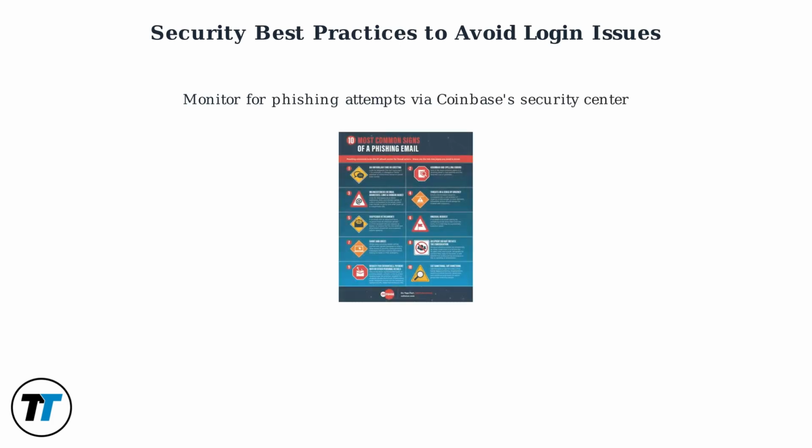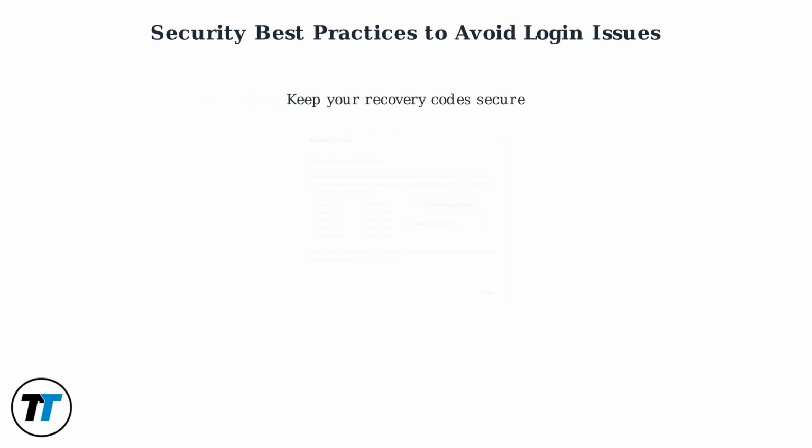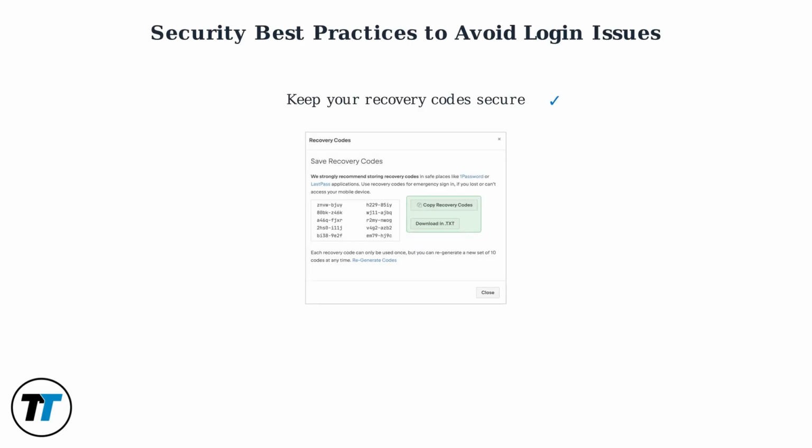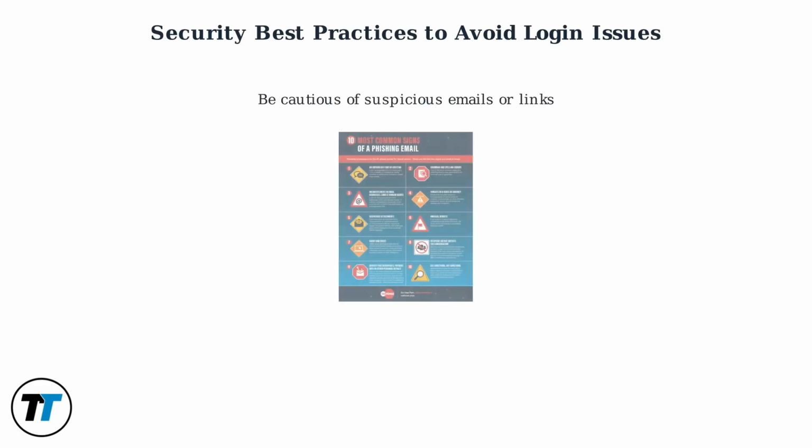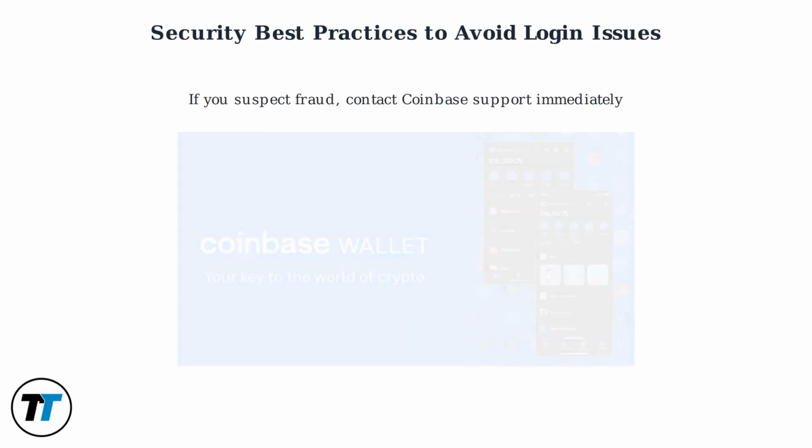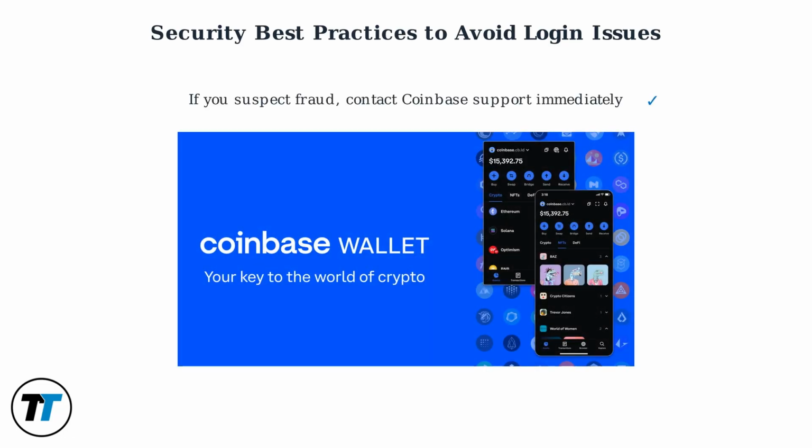Monitor for phishing attempts through Coinbase's Security Center. Watch for unfamiliar greetings, grammar errors, or urgent requests. Keep your recovery codes secure in a password manager or safe place. Each code can only be used once, so store them carefully. Be cautious of suspicious emails or links that ask for your credentials or payment information. Verify directly through Coinbase. If you suspect fraud, contact Coinbase support immediately to protect your account and assets.